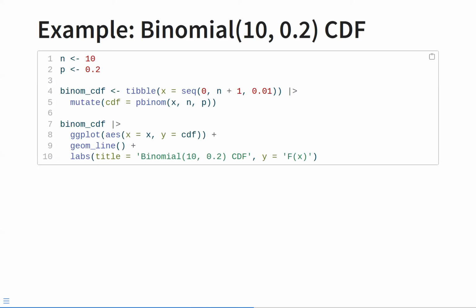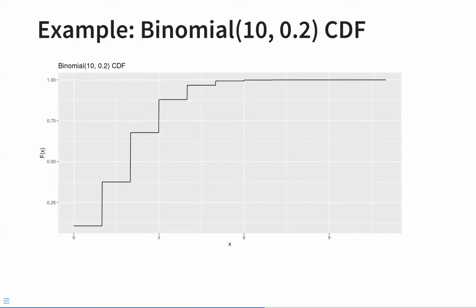But I want you to notice one more thing in line 4 of the code block. Here I am not choosing discrete values x, because remember that a cumulative distribution function is not just defined at points where the random variable has support. It's defined on the entire real line. So I'm instead going to use the function seq to produce a sequence of values that range from 0 to n+1 by increments of 0.01. You can see the result here with this characteristic stair-step pattern. Every location where there's a step is a location where this binomial 10, 0.2 random variable has a support point. The CDF jumps at each of those locations.